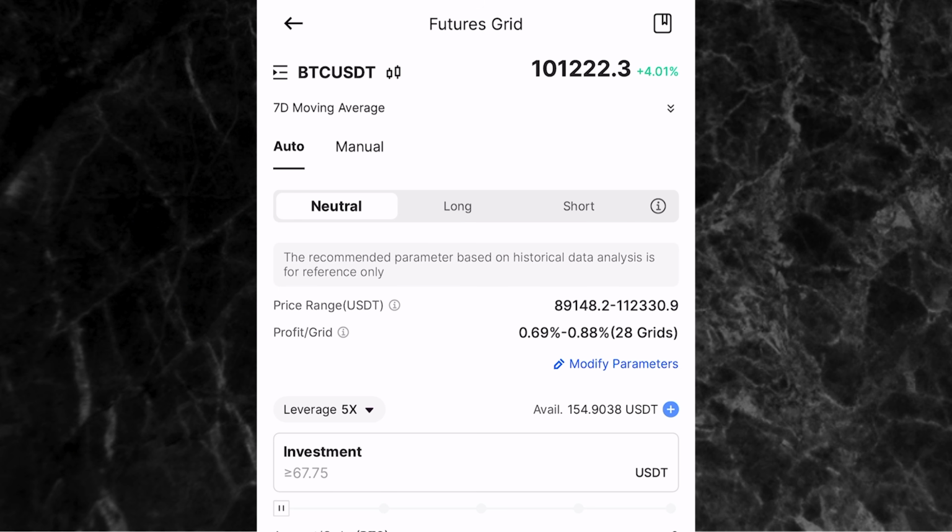Now the second thing that is different right here is the leverage. For the spot grid trading bot, we didn't pick leverage. Right here you have to pick leverage, and you see this leverage is 5x. They've entered it for you, but if you want to change it, you can change it in your manual settings, where you click this manual right here.